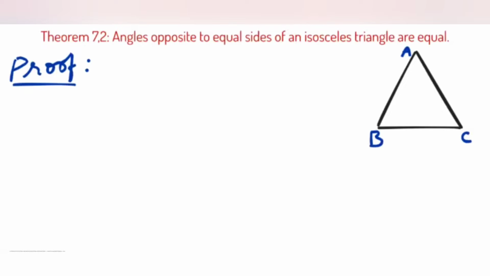If ABC is an isosceles triangle in which, for example, AB is equal to AC, then what can you say about their opposite angles? Angle B is opposite to AC and angle C is opposite to AB. So what can you say about these two angles? If these two sides, AB and AC, are equal, their opposite angles are also equal.